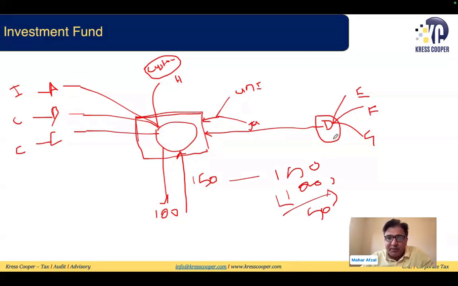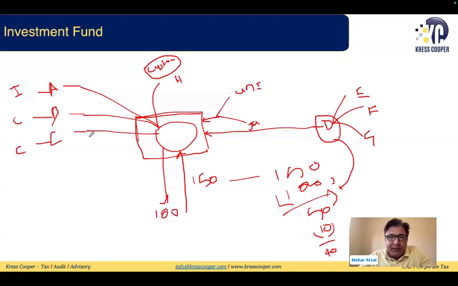This cost will go to D. D is the investment manager. Some portion will be given to D. Out of this, some portion will go to the custodians. So assuming D and custodian cost is 10 as well, remaining is 40. 40 will be distributed. 40 is the net income. This net income will be distributed between A, B, and C.